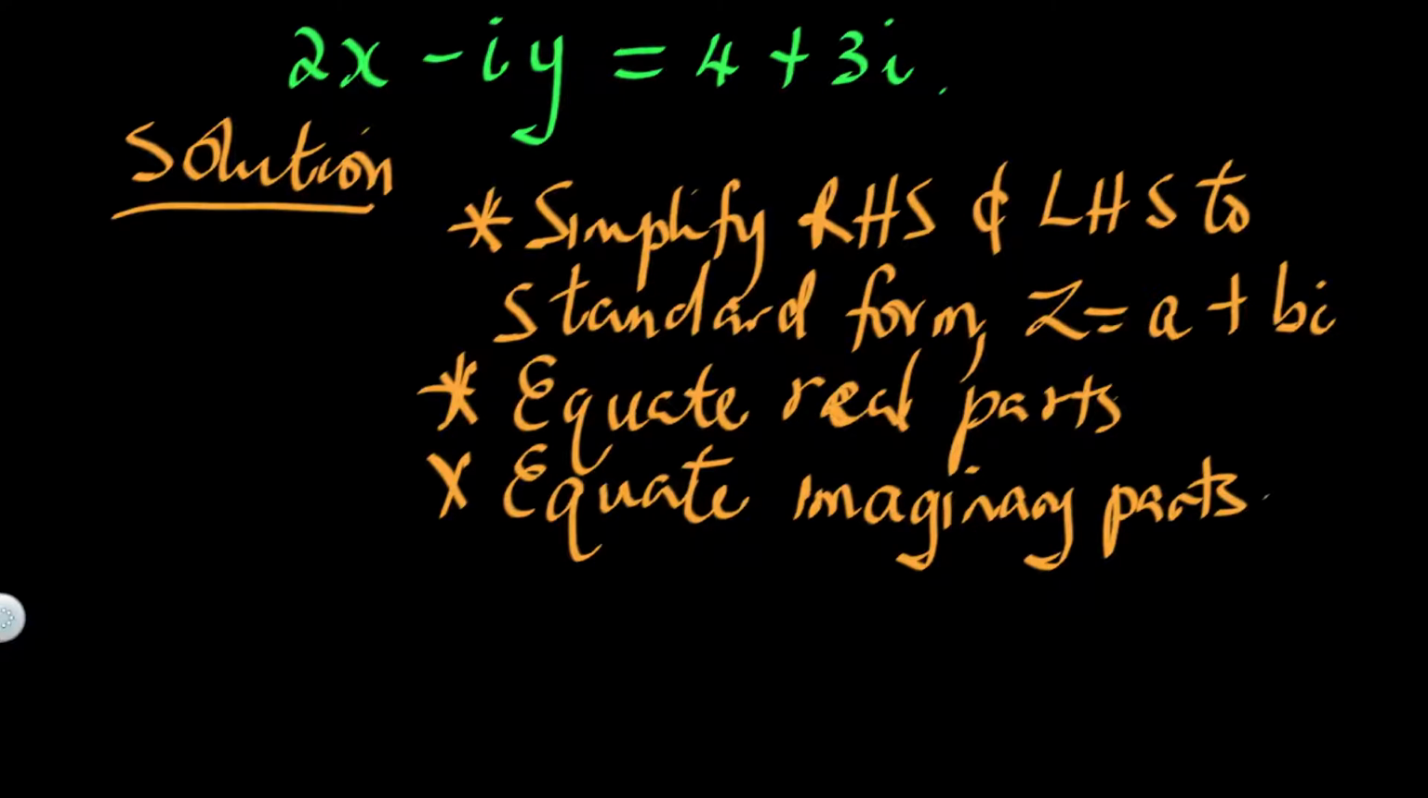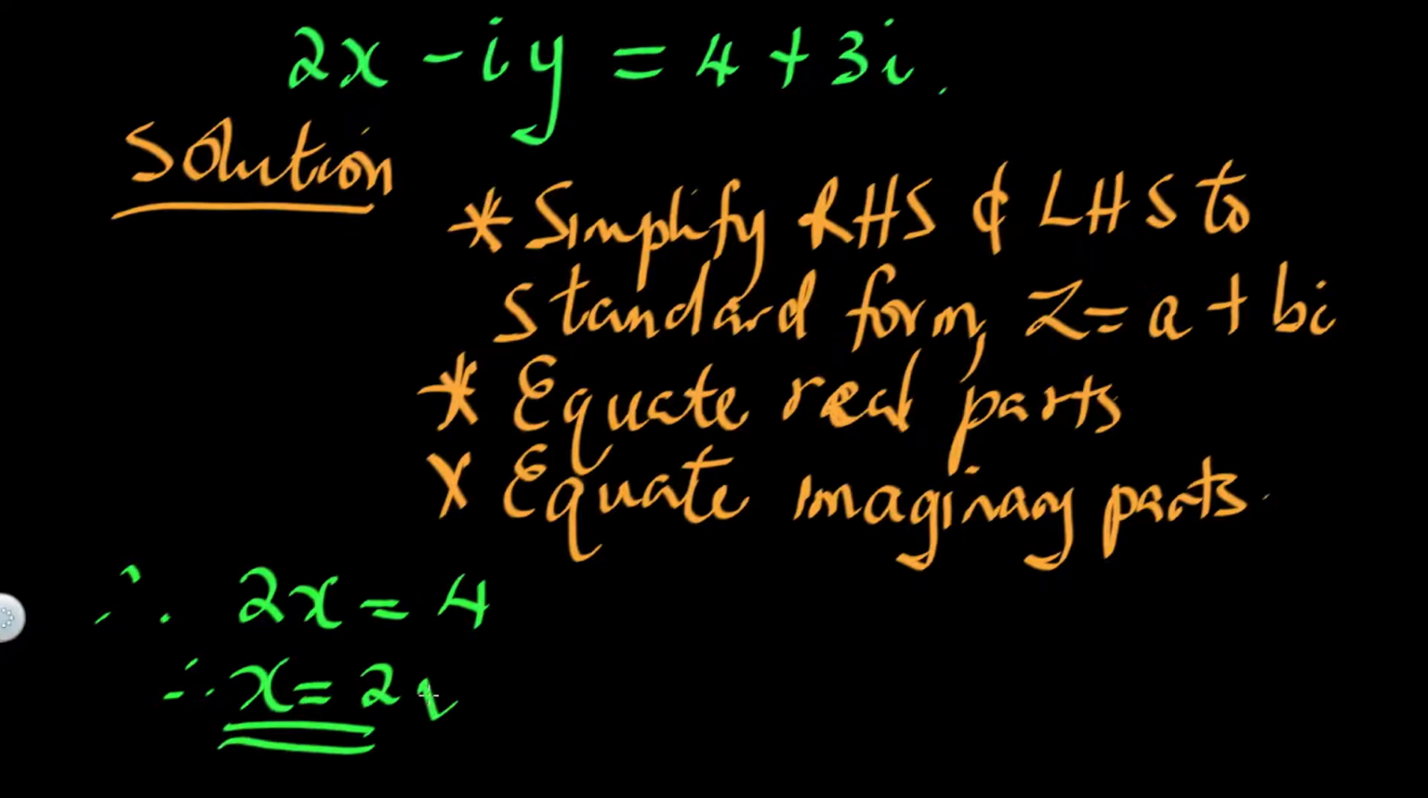Okay, in our example here, it means therefore 2x should be equal to 4. I am equating here the real part. The real part on the left-hand side is 2x, on the right-hand side it is 4. From here now I can solve for my x. Therefore x is equal to a positive 2. This is my x. Done. I equate also the imaginary parts, which means minus y should be equal to positive 3. From here, I can conclude that y is equal to minus 3.